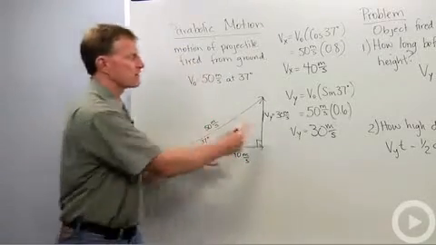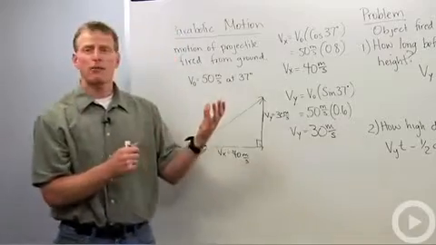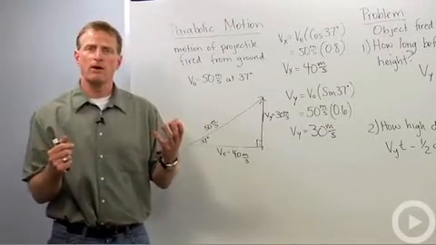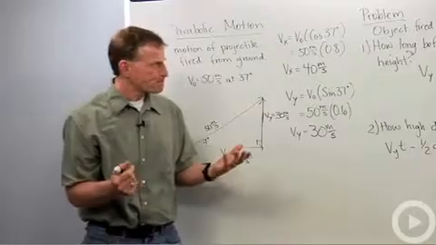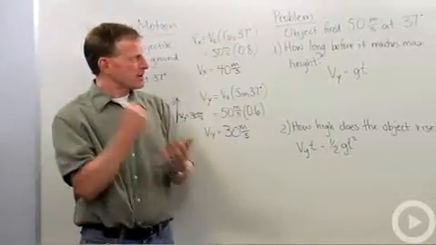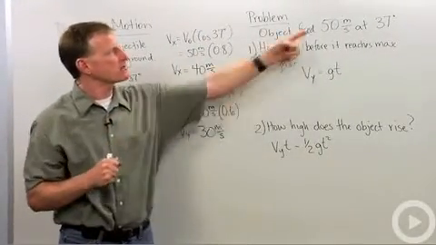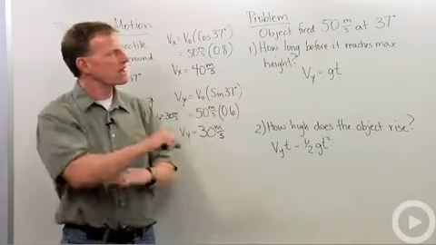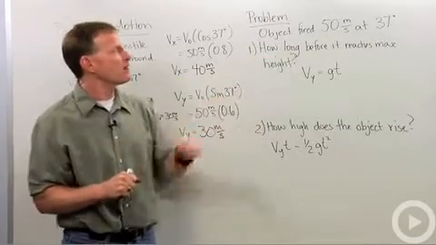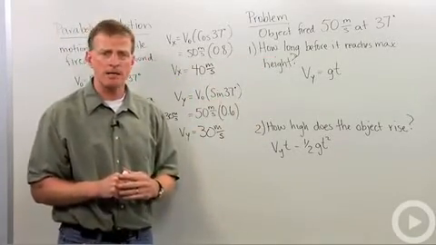Now I've got some good information for solving a parabolic motion problem. So let's look at an example. I've got my object, my cannonball. I'm firing 50 meters per second at a 37-degree angle above the horizon. How long before it reaches its maximum height?